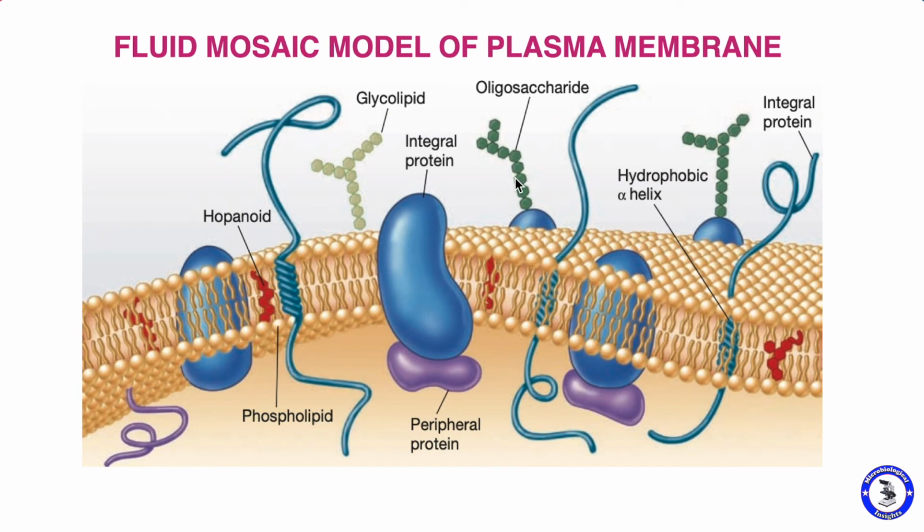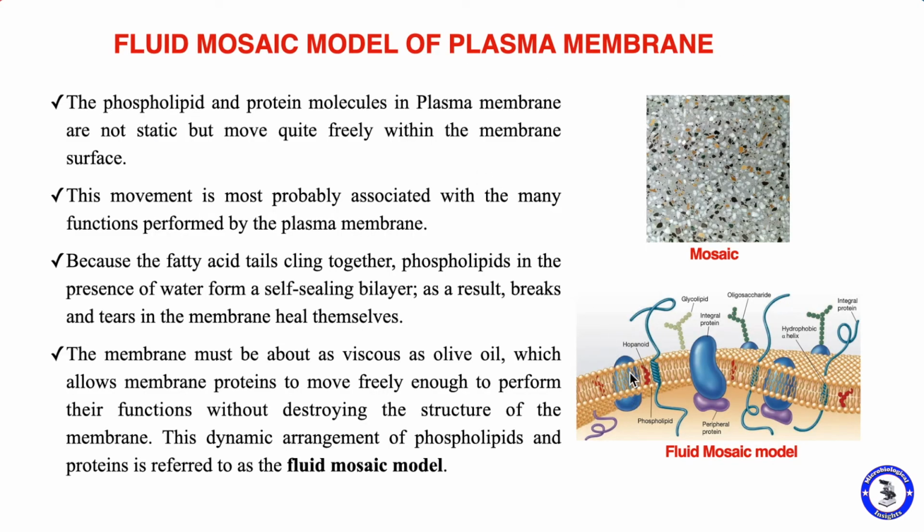So this is a glycoprotein. This is a glycolipid. And when we see the structure, the phospholipids and protein molecules are not seen in one place. They are not static or stagnant in one place. They can move freely inside the membrane. Sometimes the protein is present here, sometimes it moves to this place. So it can move from one place to another inside the plasma membrane.